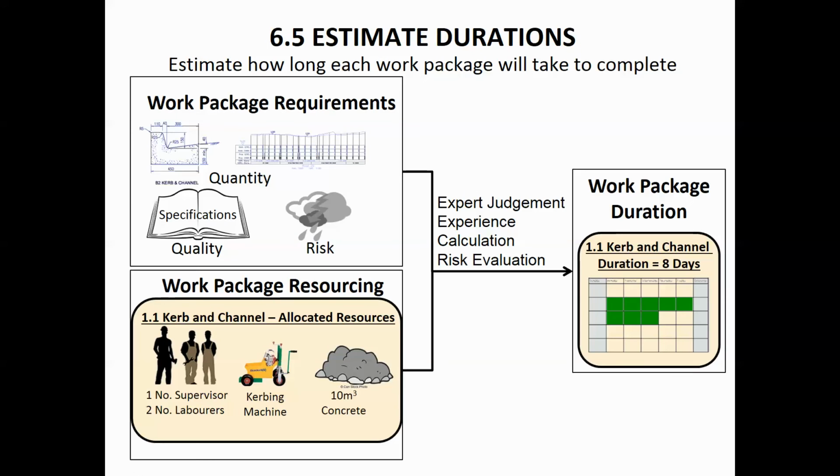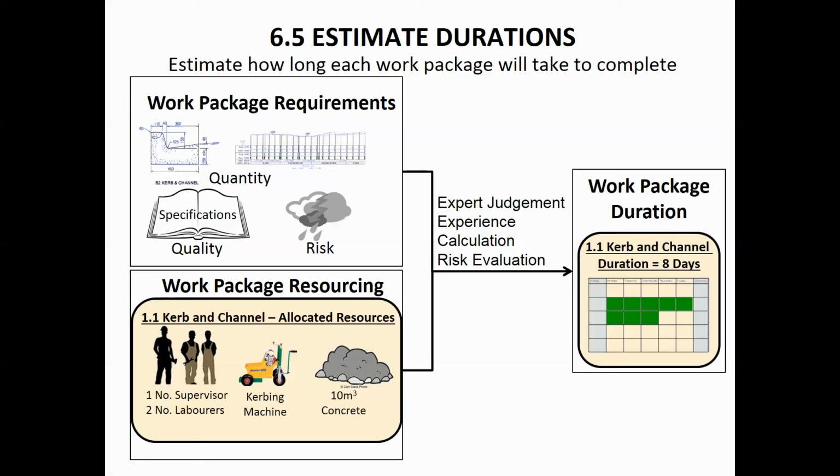Now duration may also include weekends, and may also include lag and lead times as well. So estimate durations, how long each work package is going to take to complete. So you've got the work package requirements, and that's from the quantity and the quality. It's from the specifications and the drawings. So they'll tell you how many meters of pipe you need to lay, what type of pipe it's supposed to be, or in this case it's curb and channel, how many meters of curb and channel you need to lay, what's the concrete specification for it.